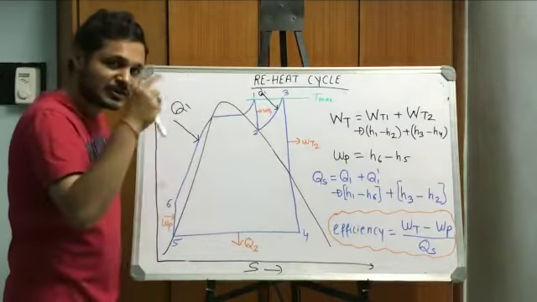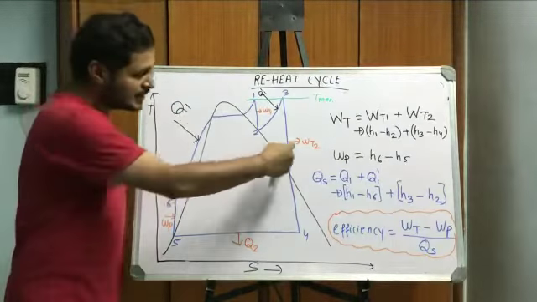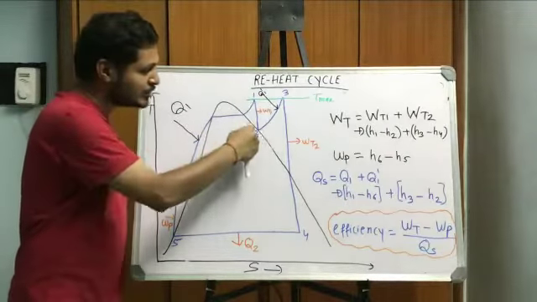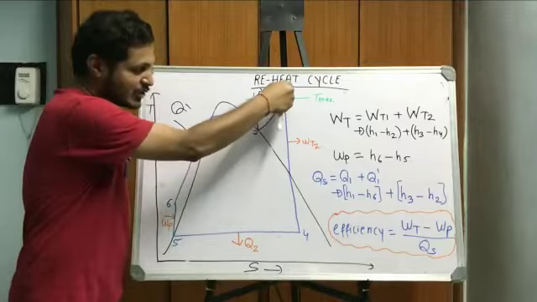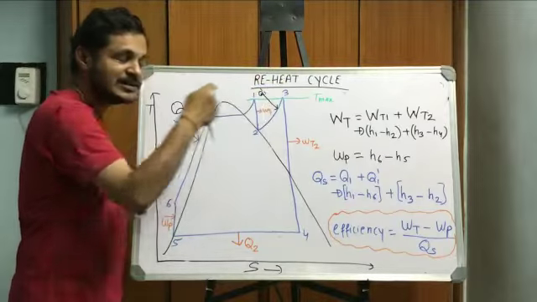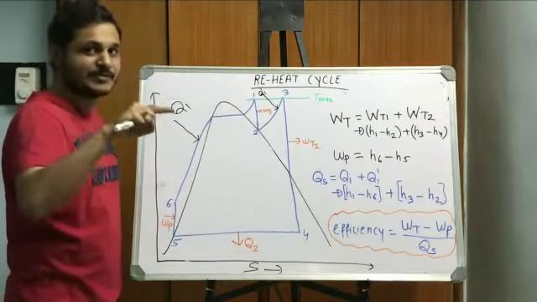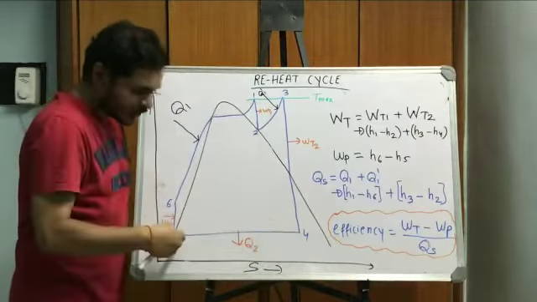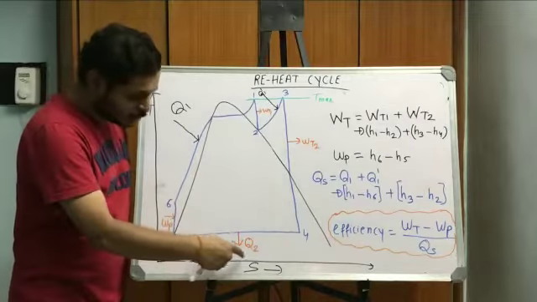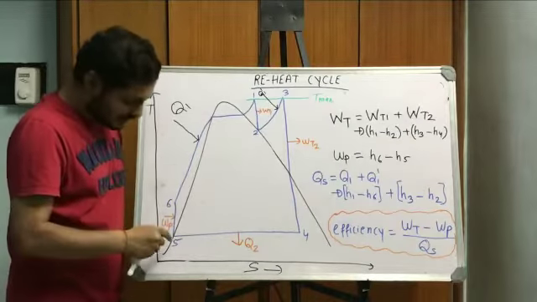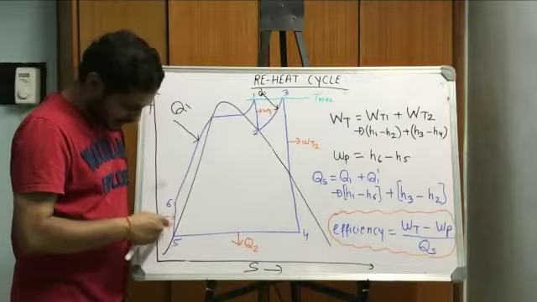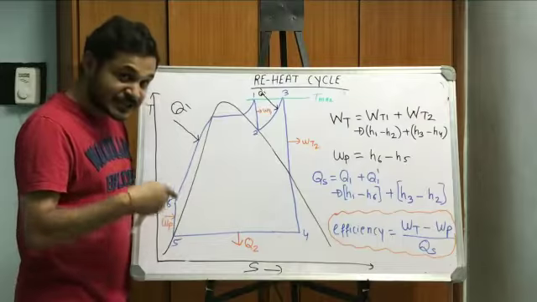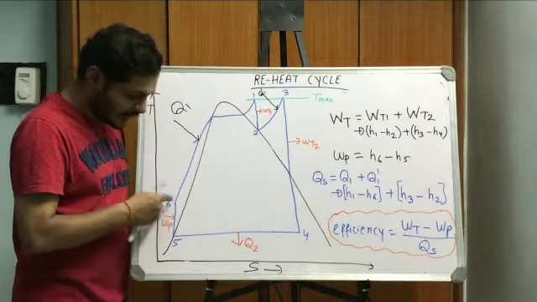WT1 is the work output with turbine number 1. WT2 is the work output with turbine number 2, and 2 to 3, you can see, is a constant pressure line, and Q1 dash is the heat which we are providing again in the boiler. Again you can see 4 to 5. What is 4 to 5? 4 to 5 is Q2, heat rejection in the condenser. 5 to 6 is the work input to the pump, and the pump is increasing the pressure of water from 5 to 6.